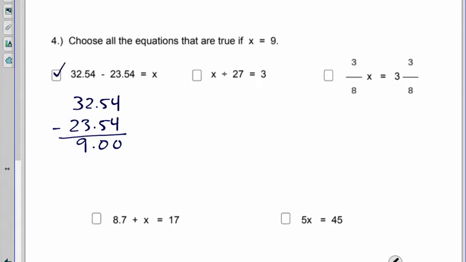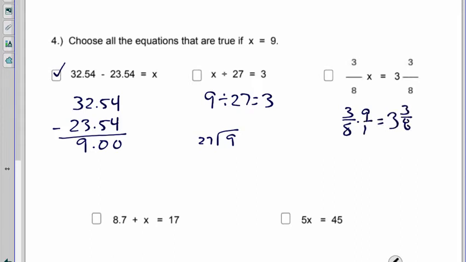And this one I have 9. I'll just substitute that in. Well, 9, be careful. That's 9 divided by 27. And you're going to get something less than 1. So that is not a solution. The next one we have 3/8 times 9 over 1 equals 3 and 3/8. Can't cross reduce, so I get 27/8, which is 27/8 is 3. That's 24 and 3/8. Look at that. It worked when I used 9.